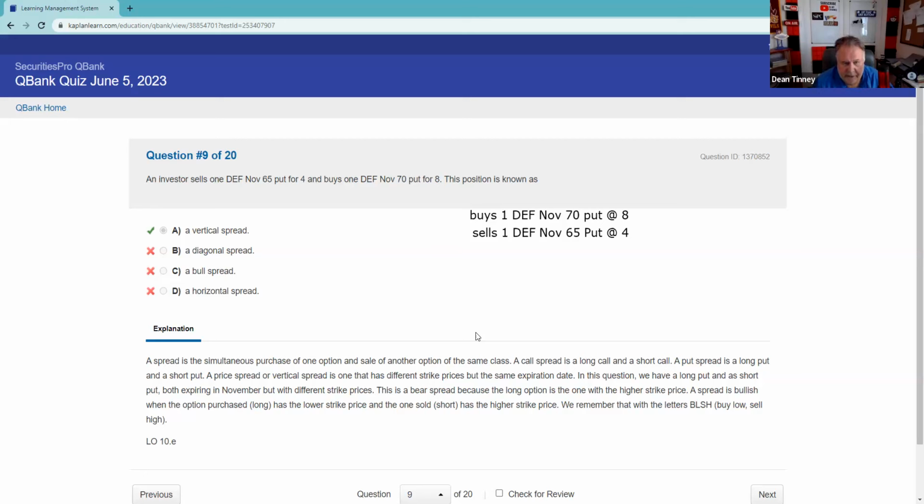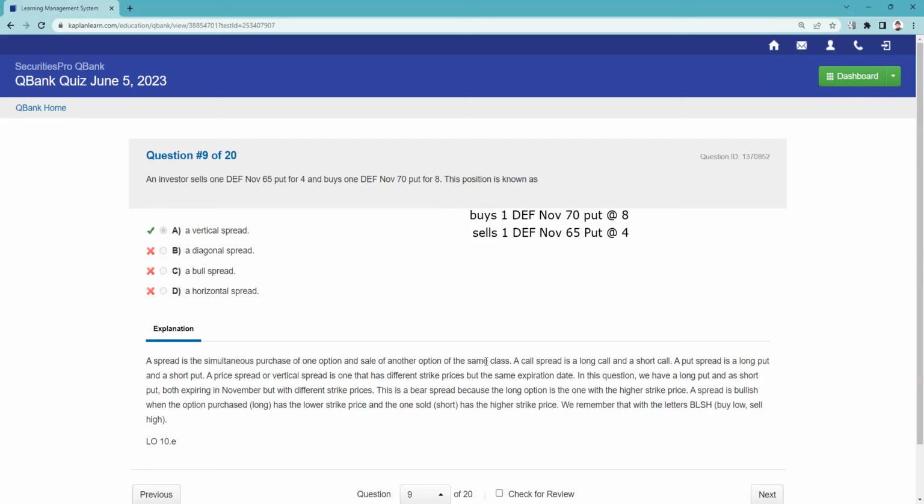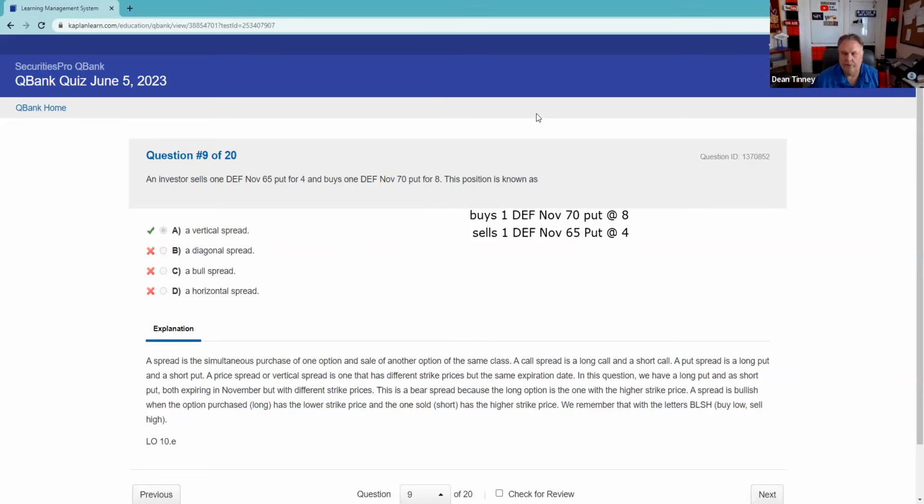PS, this drives me nuts at Kaplan, but nobody would do this spread because it makes no economic sense. As it says here, remember with the letters BL, buy low, sell high, buy low, sell high. All right, excellent. You're doing a really great job. Okay, let's see what our next one is. Let me clean this up.